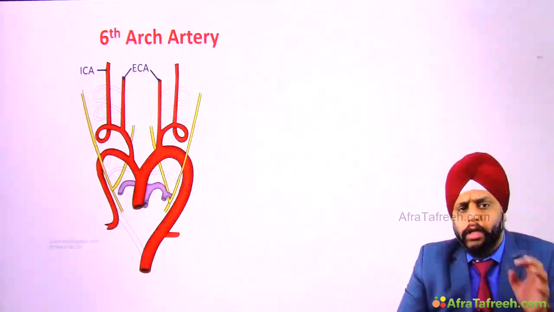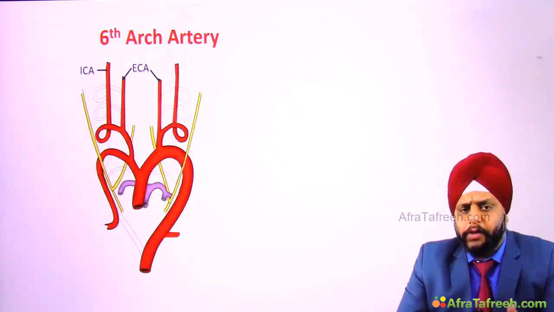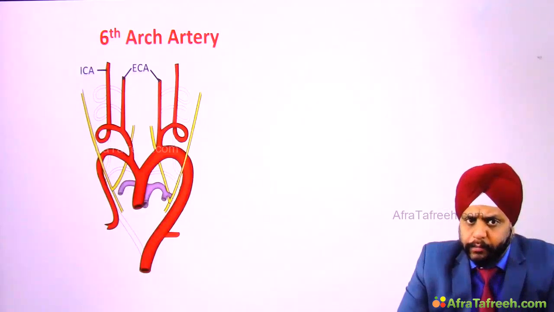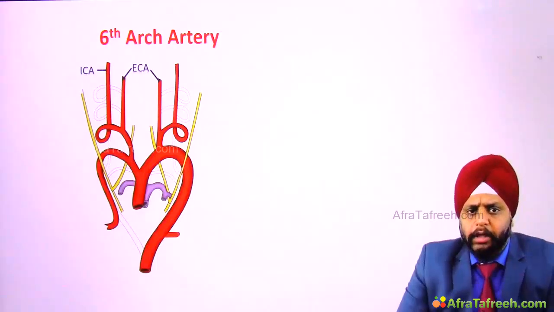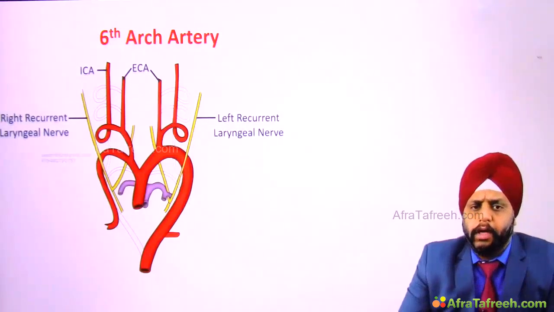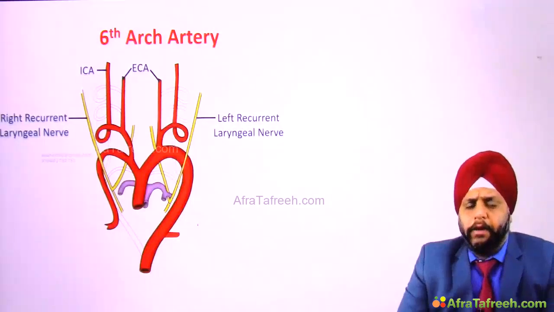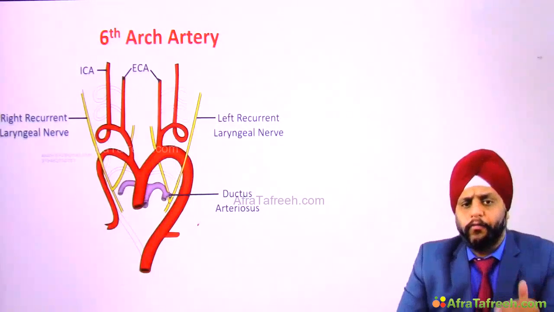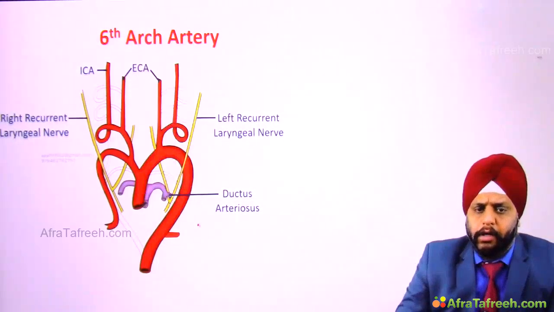You see, on the right side, the fifth and the sixth arch arteries disappear. The fifth arch and artery, everything disappears, and on the right side the sixth arch artery disappears as well. Whereas on the left side, the sixth arch artery forms the ductus arteriosus. So you can see the right recurrent laryngeal nerve, the left recurrent laryngeal nerve, and the ductus arteriosus formed by the sixth arch artery, right? We can see the ductus arteriosus over here.